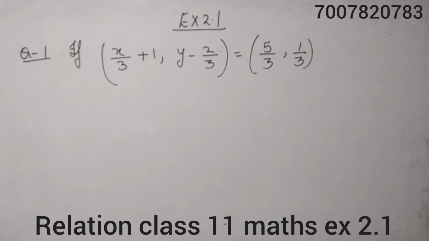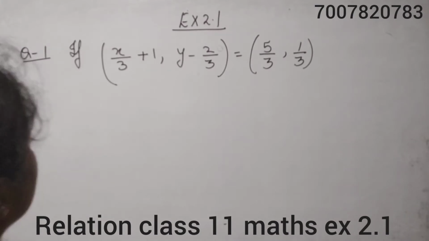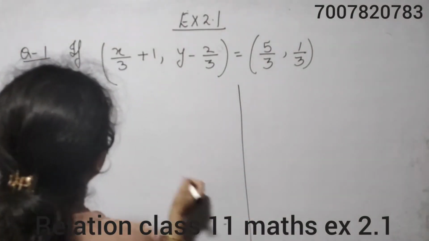We have a question in this format: (x/3 + 1, y - 2/3) = (5/3, 1/3), and it is given in the question find the value of x and y. In these types of questions, we simply apply our mathematical operations and compare both the values one by one and find out the value of x and y.